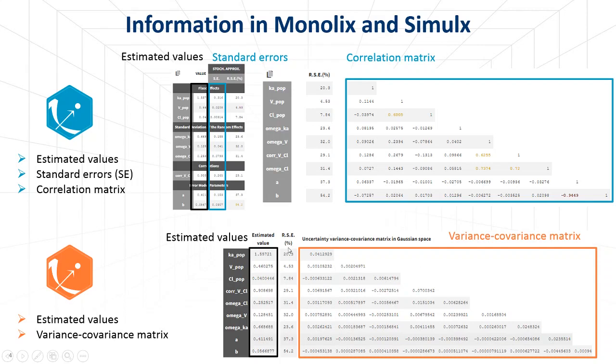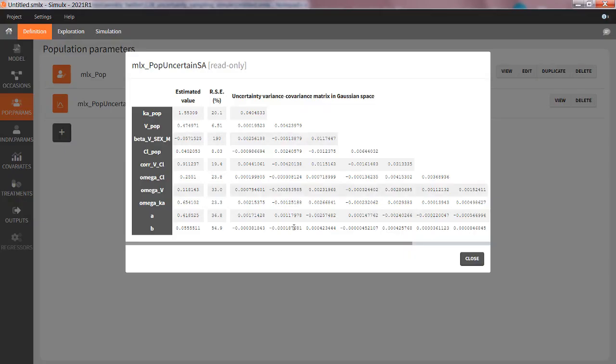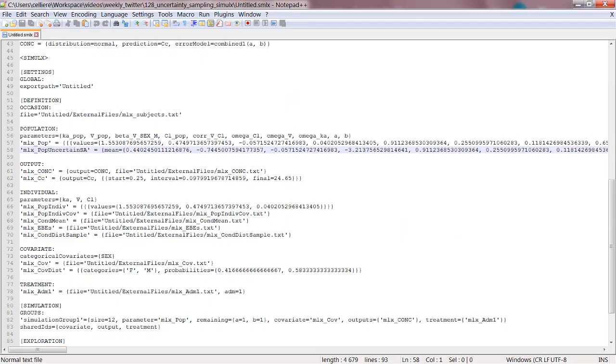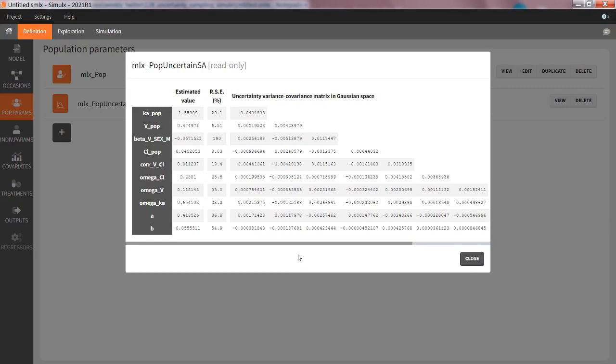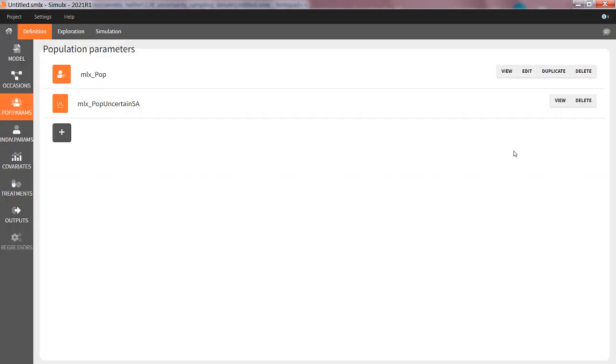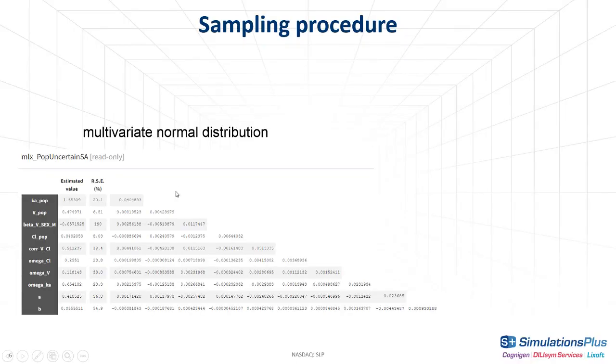Note that the RSE values in Simulx are just shown for your information, but they are not used directly. In Simulx, these values are saved to the .mlx file, as you can see here, and these values cannot be edited. If I close the object, you see that I have no edit nor duplicate button. The variance-covariance matrix defines a multivariate normal distribution from which it is easy to sample.